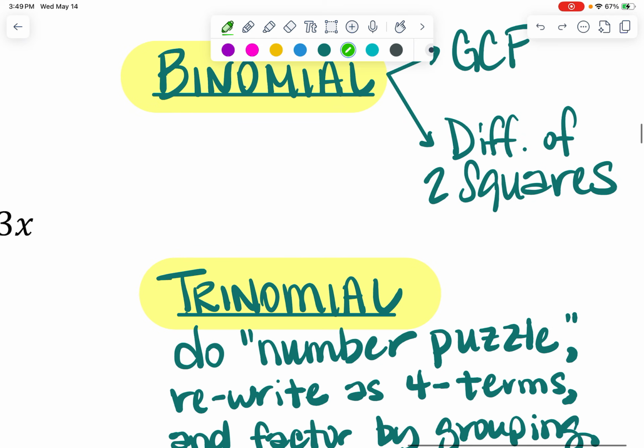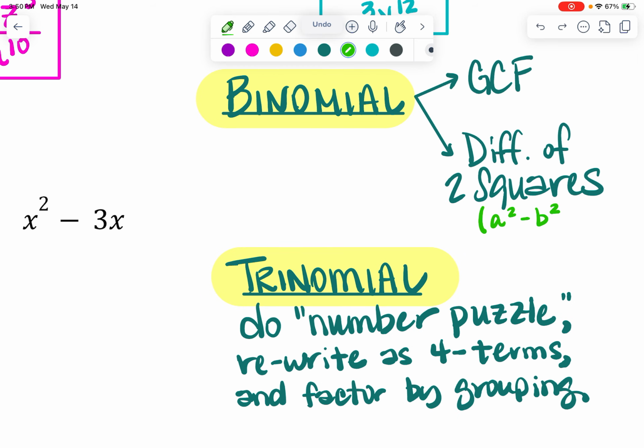Please remember, a difference of 2 squares looks like this. Difference means subtraction, and then the first term and the last term are perfect squares. Typically, it's going to look something like x squared minus 9. X squared is a perfect square, 9 is a perfect square, and they're being subtracted, so that's a difference of 2 squares. And there's a formula for that to make it easy, light work for you. Again, that formula is also on your formula chart.